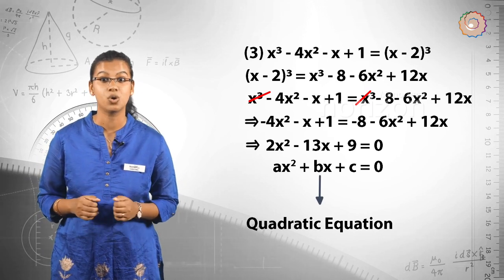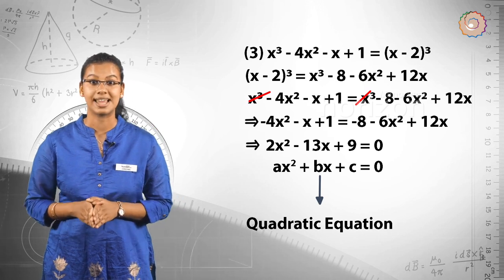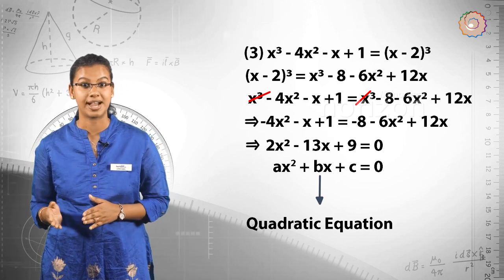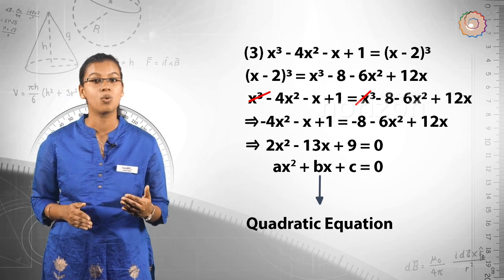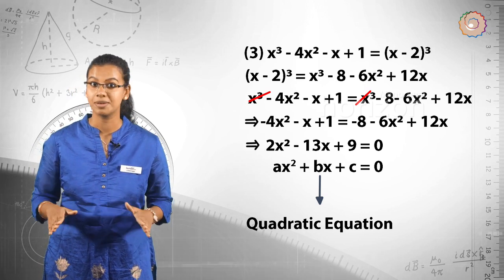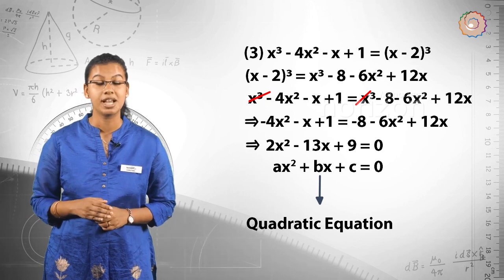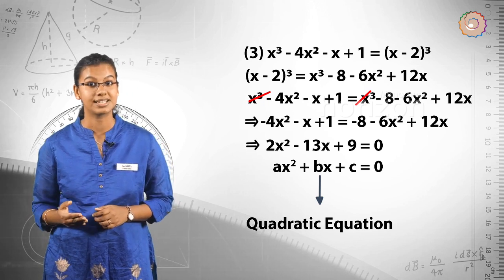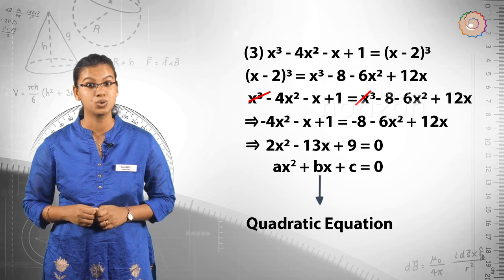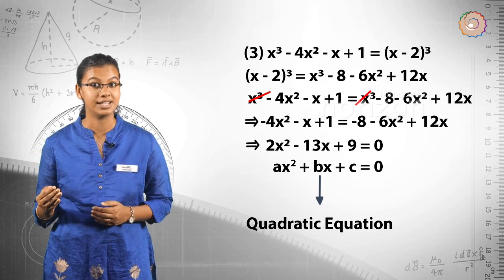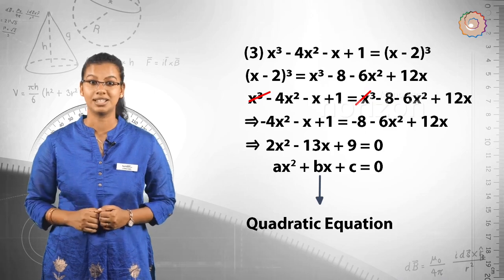So here we notice that some equations like x minus 3 into x plus 1 equals x into x plus 5 may appear to be a quadratic equation but may not be a quadratic equation. And some equations like x cube minus 4x square minus x plus 1 equals x minus 2 whole cube may appear to be equations of higher degrees but can be a quadratic equation.